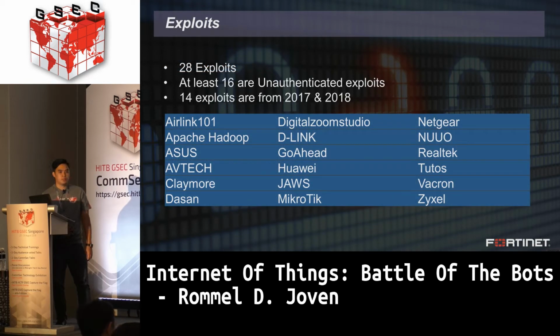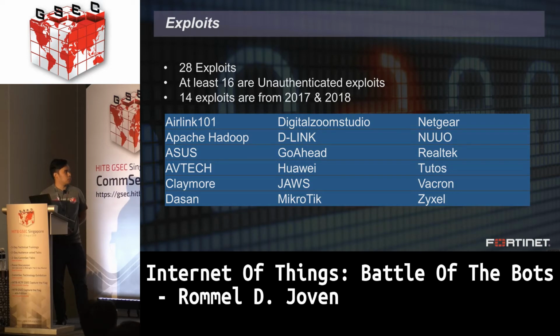So now we'll take a look at the exploits. It's quite a lot. We were able to detect 28 exploits being used by the Mirai variants. At least 16 of them are unauthenticated exploits, meaning you don't need to log in or have valid credentials to exploit an IoT device. So this is quite dangerous.